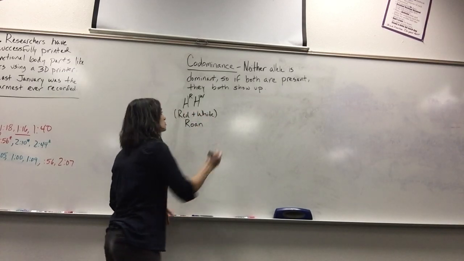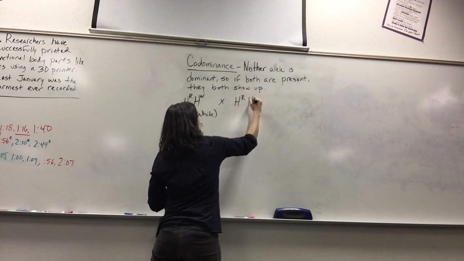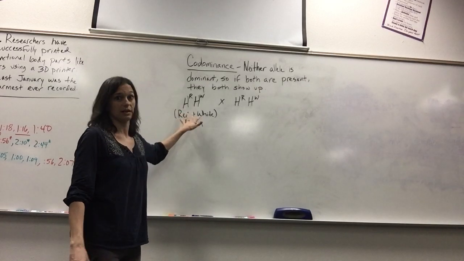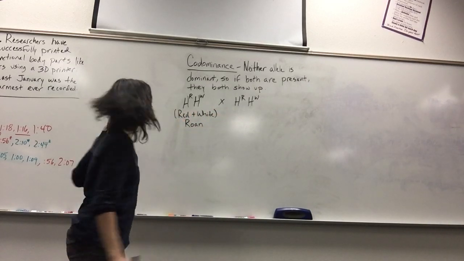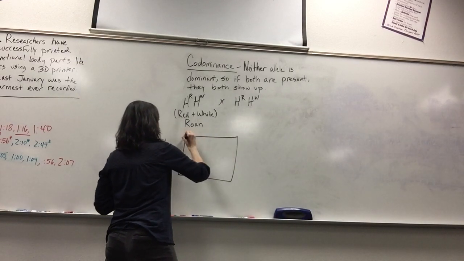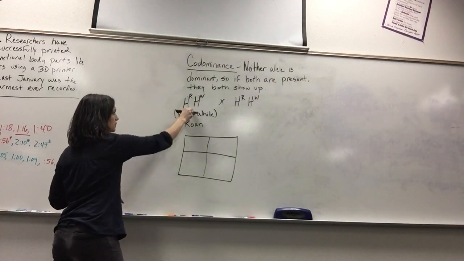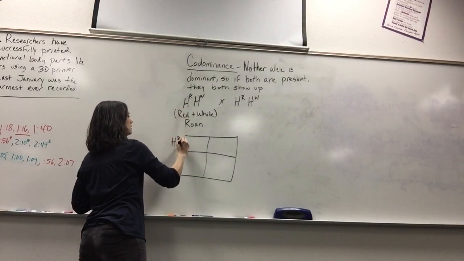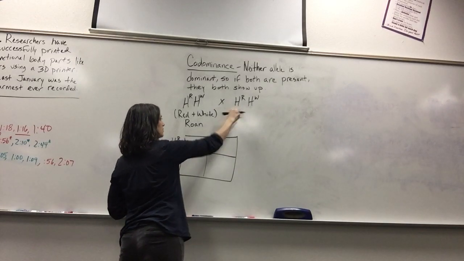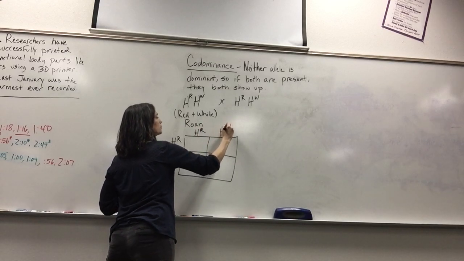So we're going to cross two roan horses. Both of these horses are HR, HW, and both have some red hairs, some white hairs. I will work them in my box exactly like I've done with every other problem. One parent on the left, this parent could give either an HR or an HW. And same thing for the other parent, an HR or an HW.